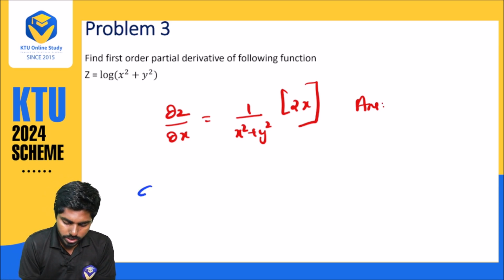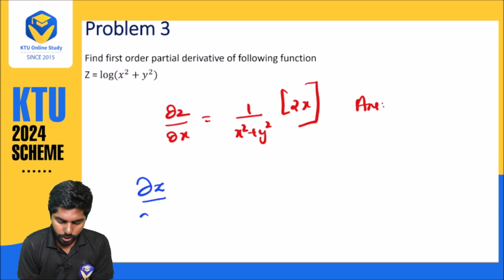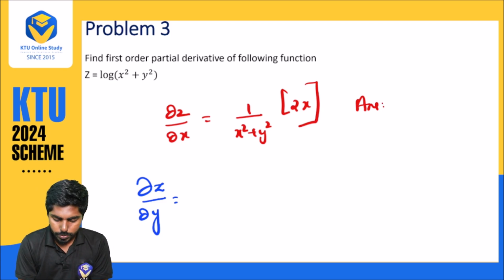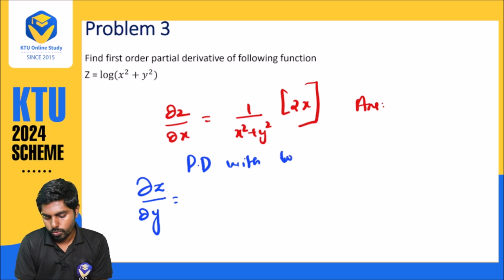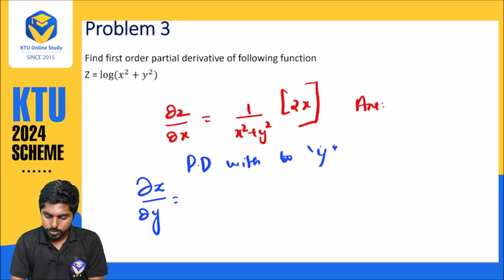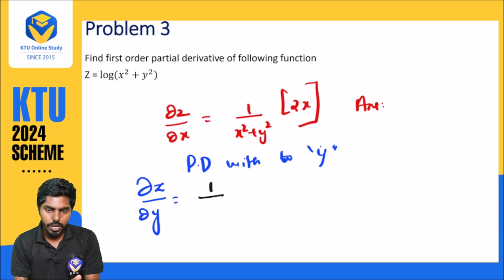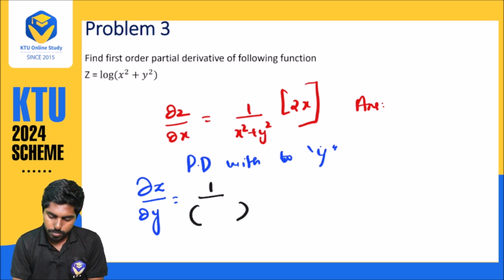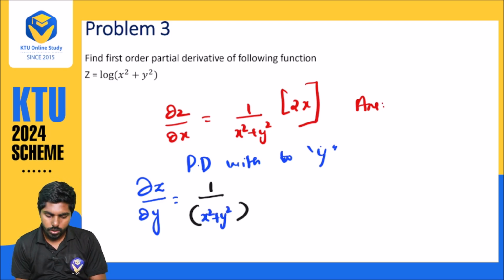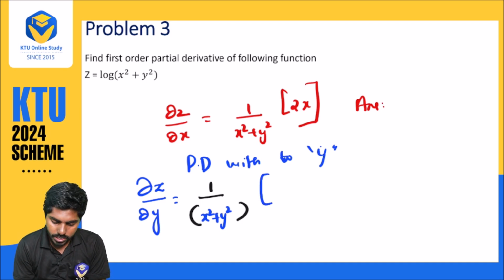Now the partial derivative dou z by dou y, with respect to y. First we finish the bracket. What is the log differentiation? Log differentiation is 1 divided by that value. Here that value is the bracket. Inside the bracket is x square plus y square. Now taking the partial derivative inside the bracket, dou by dou y of x square plus y square.